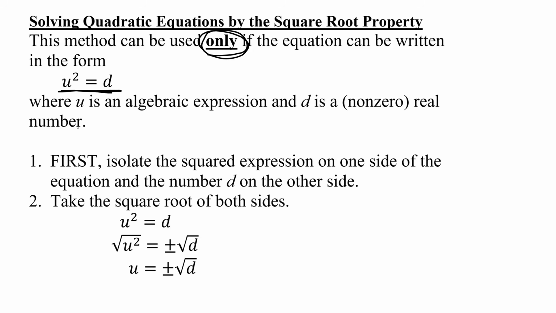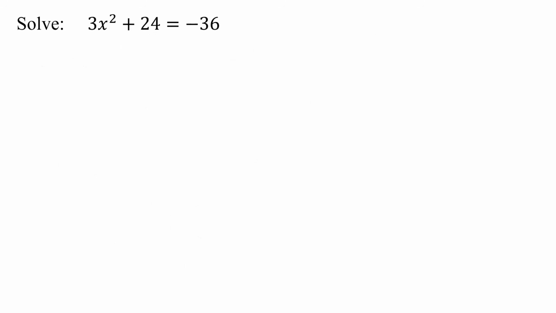So what we do in these cases, first of all, we isolate the squared expression on one side of the equation and the number on the other, so it looks just like this. Once we have u squared equals d, then we just take the square roots of both sides and we land up with u equals plus or minus the square root of d. It's very important to remember to put in this plus or minus because there are two solutions to this equation. So let's apply this method to our problem here.